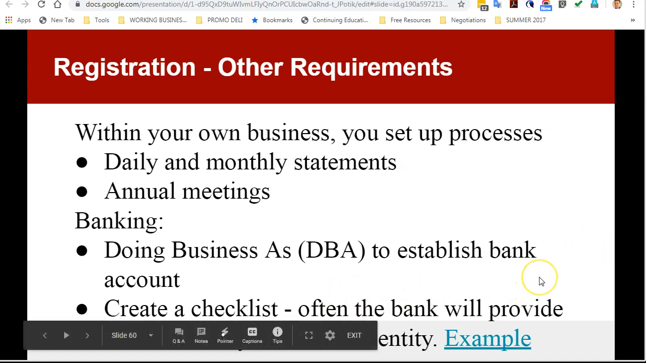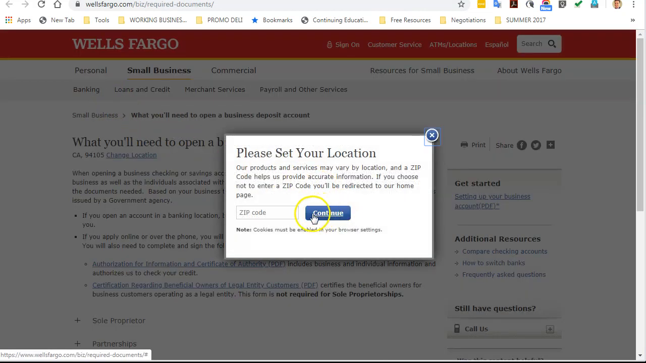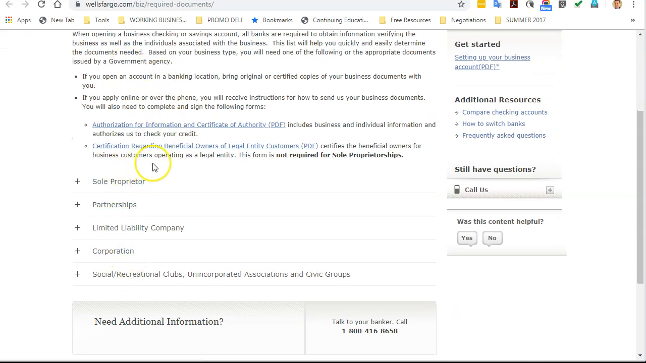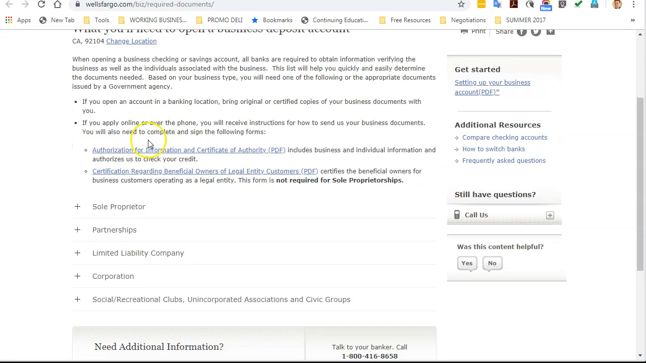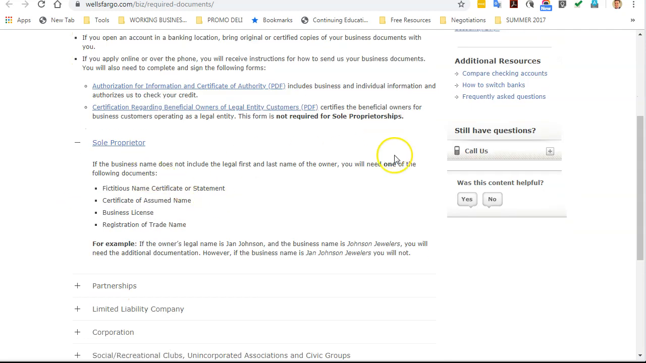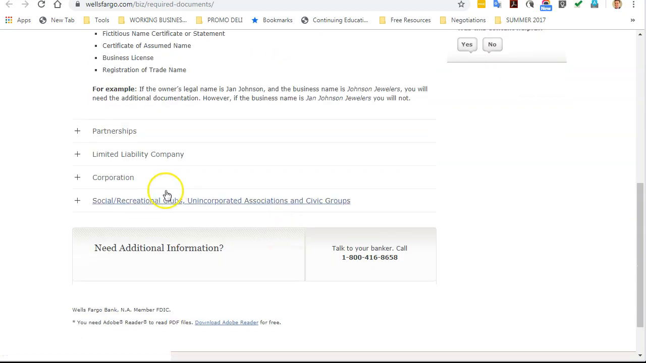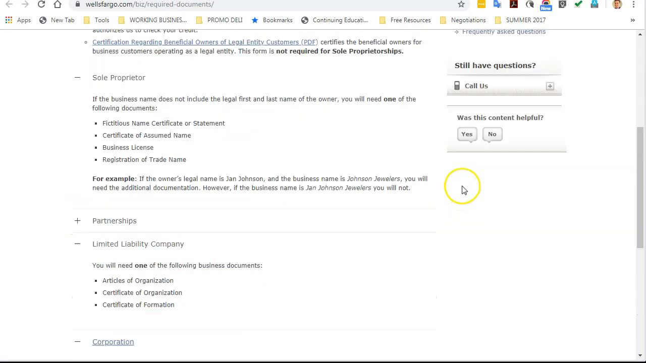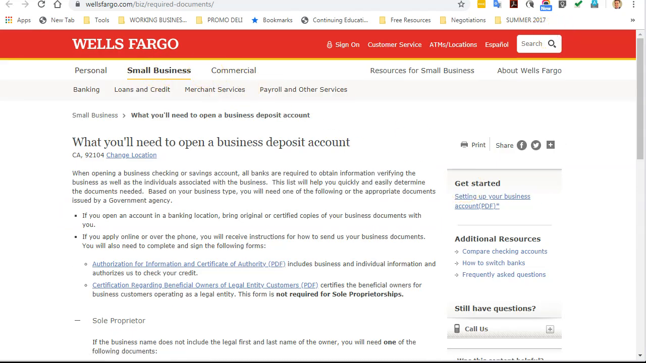The best way of finding out what the bank needs for your business to get set up is just ask your bank. An example here is at Wells Fargo, you would type in your zip code and it would list, okay, for the type of business that you're set up in that zip code, this is what you would need. So for a sole proprietor, you would need one of the following documents. You would need your business license if you have a fictitious business name, etc. For a limited liability company, you would need one of the following documents: articles of organization, certificate of organization, certificate of formation. A corporation would need these. So generally, just go ask your bank and they'll let you know what you need.